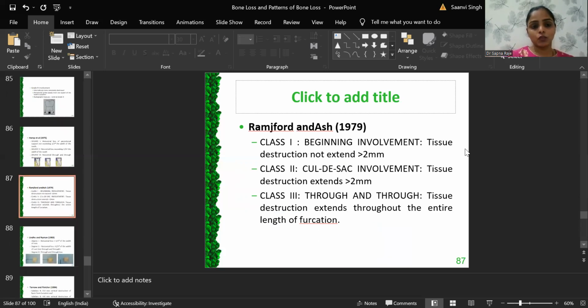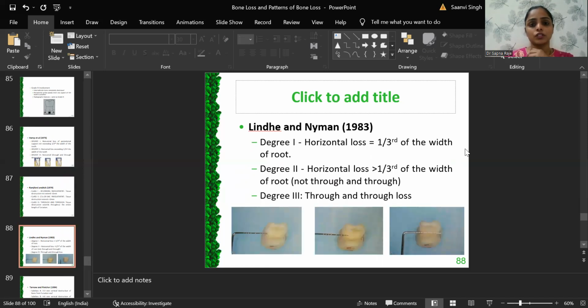Then Glickman and Easley also gave classifications. Class 1, incipient involvement, tissue destruction not extending more than 2 mm. Class 2, cul-de-sac involvement, tissue destruction extending more than 2 mm. Class 3, through-and-through, tissue destruction extending throughout the entire length of the furcation. And Lindhe and Nyman: horizontal loss equal to 1/3 of the width of the tooth, then horizontal loss less than 1/3 of the width of the tooth, then degree 3, through-and-through loss.